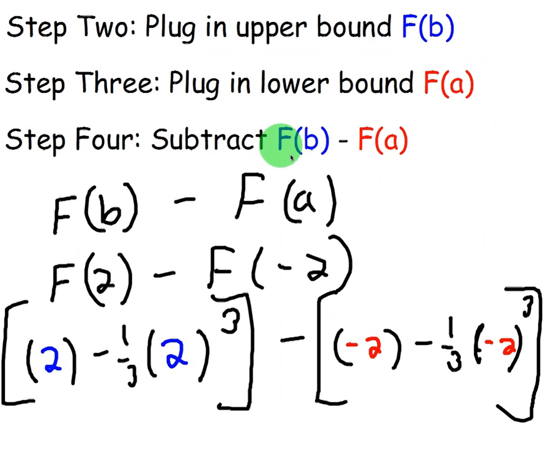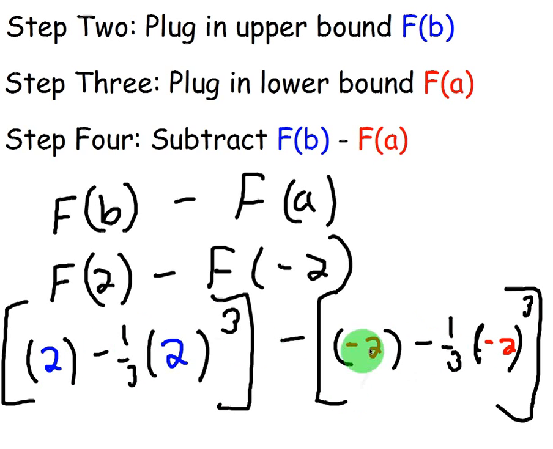So it's the antiderivative of b, which is your upper bound. So 1 minus x minus 1/3 x cubed, minus the lower bound plugged into your antiderivative. So -2 minus 1/3, -2 cubed. So it's the upper bound plugged into big F, which is your antiderivative, subtracting the lower bound plugged into big F.